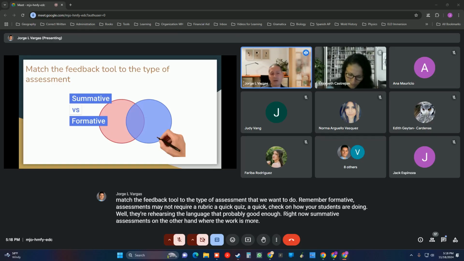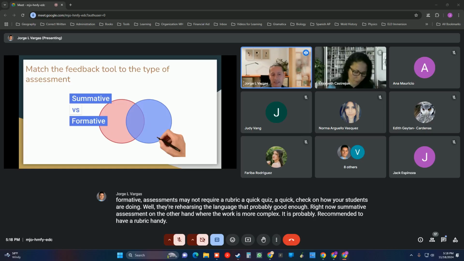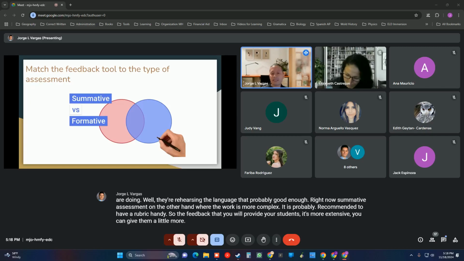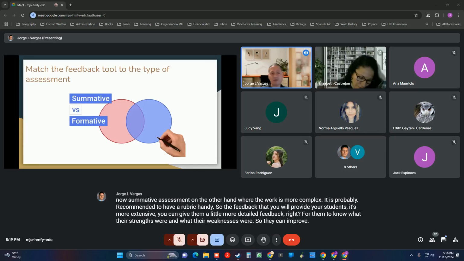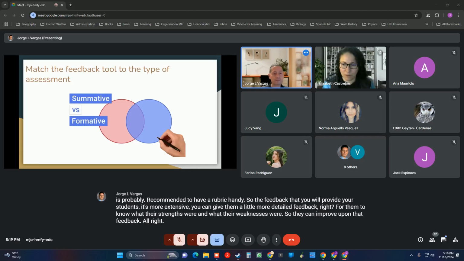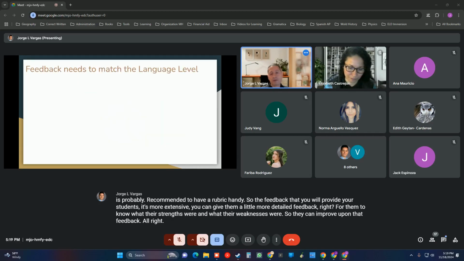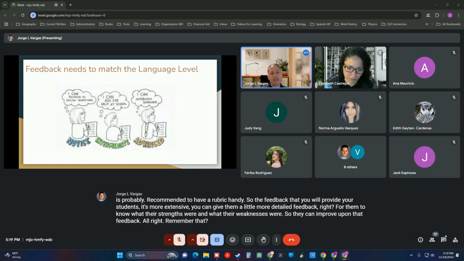Remember that the feedback needs to match the language level. Our expectations need to match their ability at the current language performance. Novice low and mid perform to only complete the task, so we cannot expect from them more than what they're supposed to be able to do at that performance level. All right.